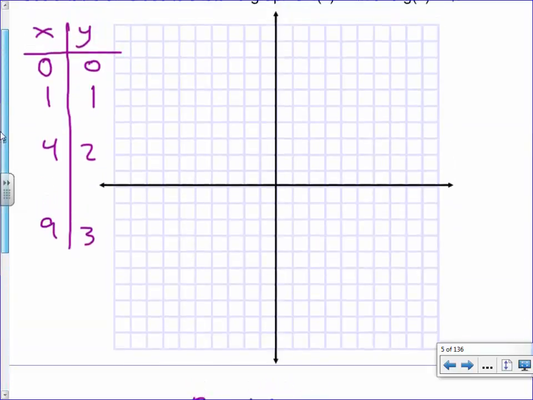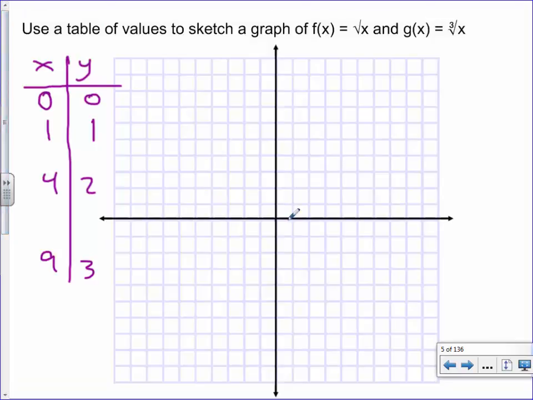Okay, let's try plotting some of these points then. 0 would go with 0 right here. 1 would go with 1 right here. 4 would go with 2 right here. And 9 would go with 3. This graph looks like this.